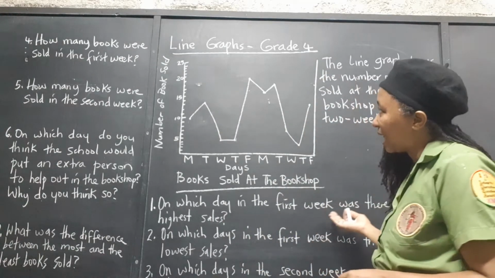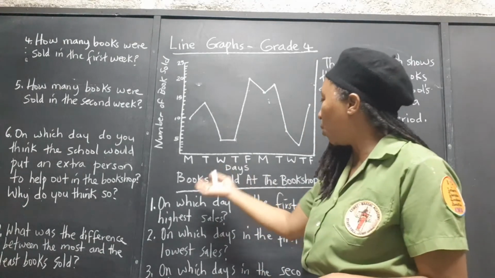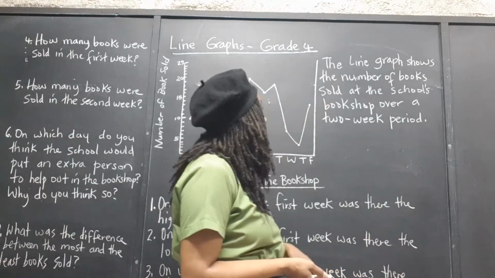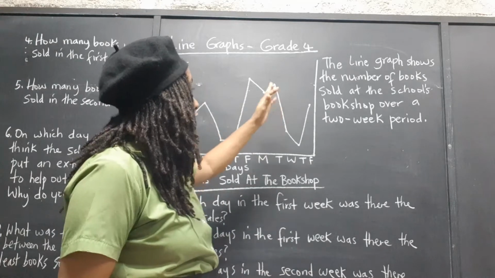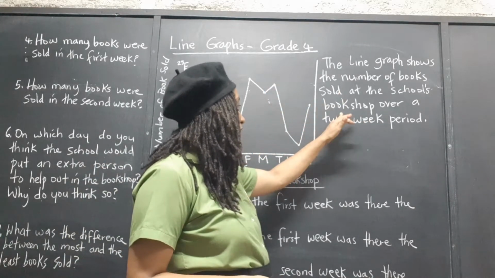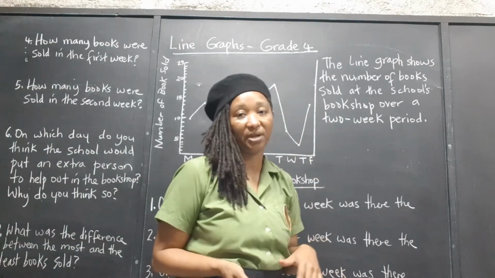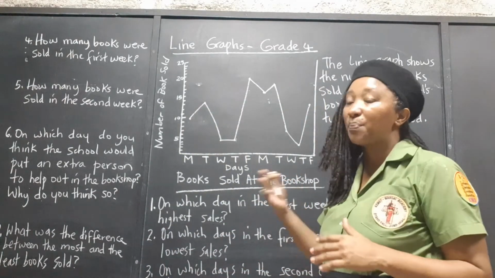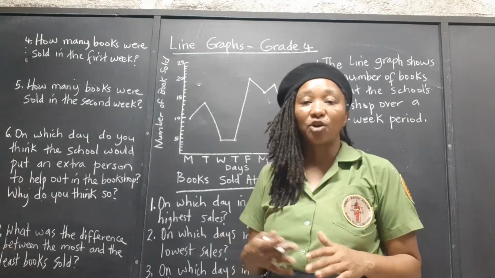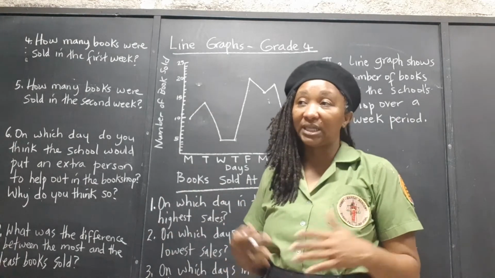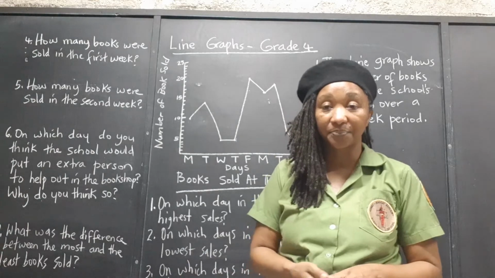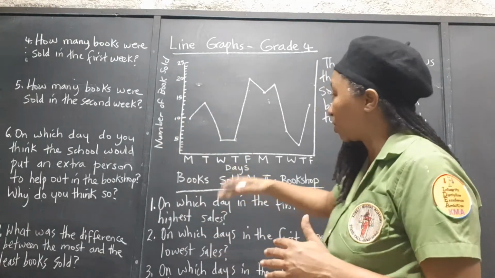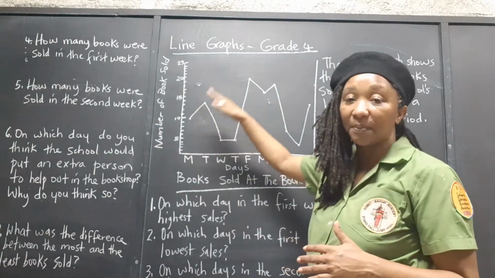So the title of this line graph is Books Sold at the Bookshop. The line graph shows the number of books sold at the school's bookshop over a 2-week period. Many times when you see the line graph, it is comparing things that occur over a period of time, whether days, weeks, years, right? Many times that's how the line graph is used, to make comparisons so you can see the pattern.